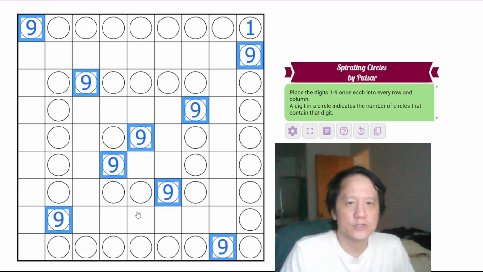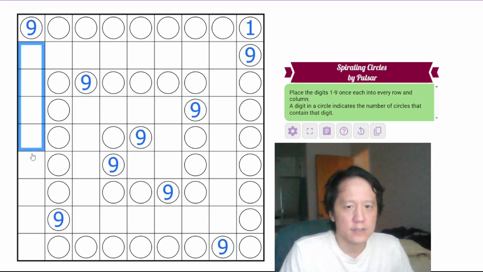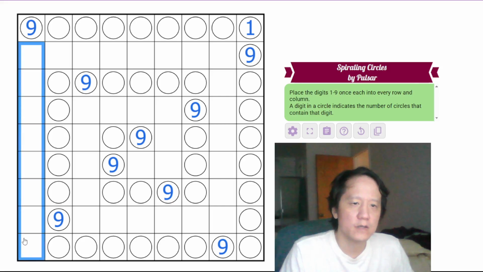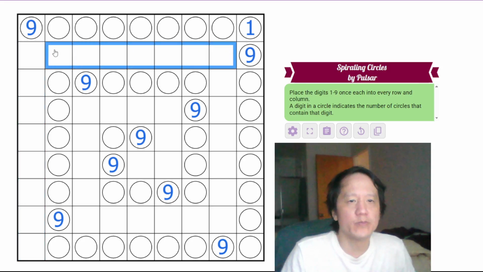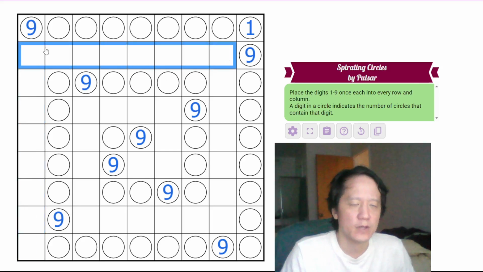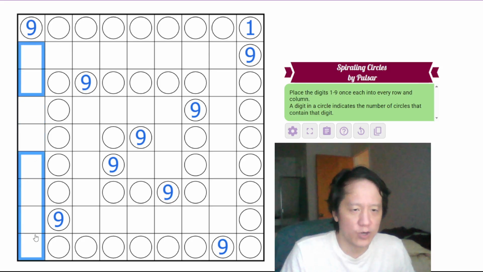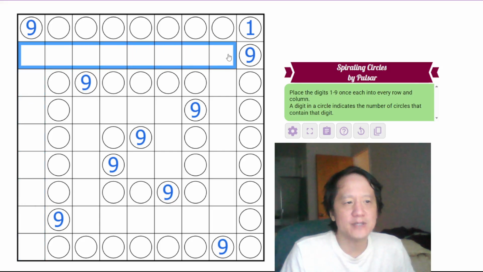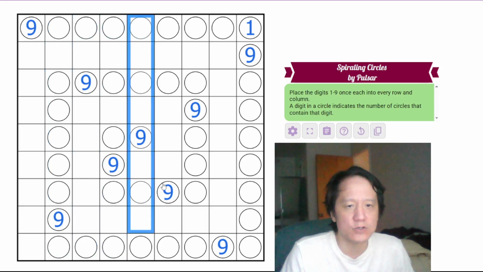Okay. So we can do something similar with 8s, right? 8 has to appear in column 1. Actually, okay, sorry. 8 can never appear in row 2. Well, actually, we could do that. Column 1 or row 2. It can't appear in a circle in row 1. Sorry, column 1 or row 2. That means in every other column and row, 8 has to be in a circle.